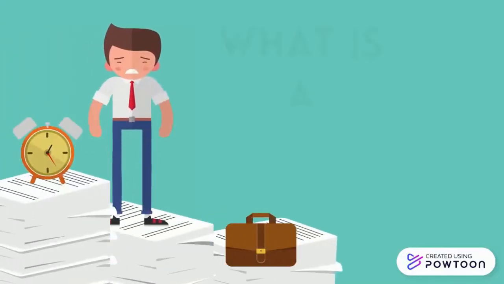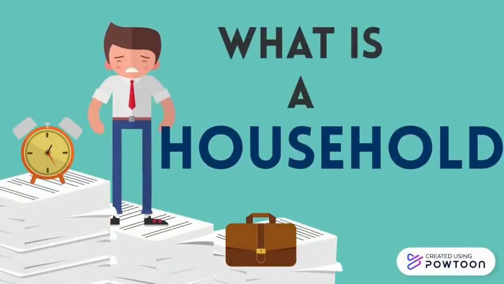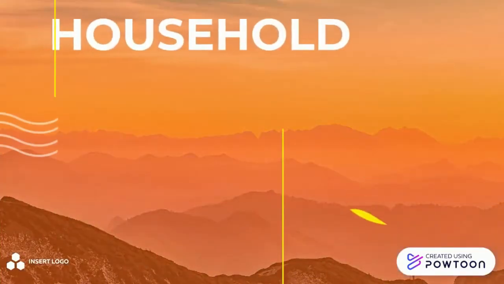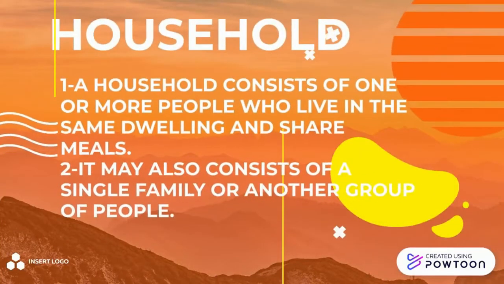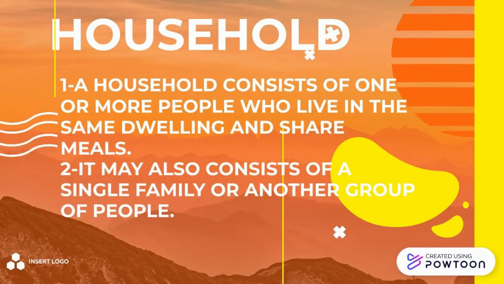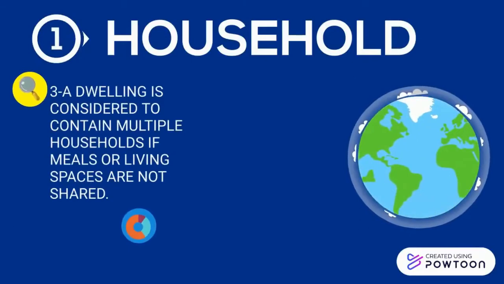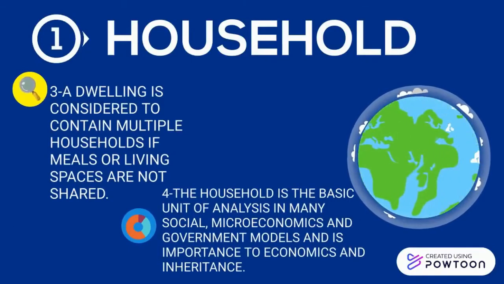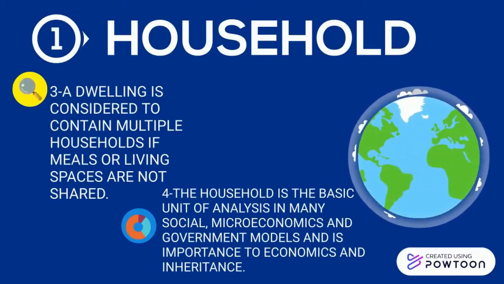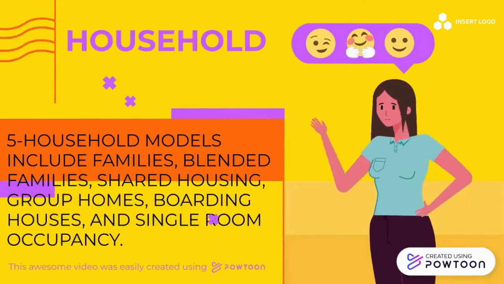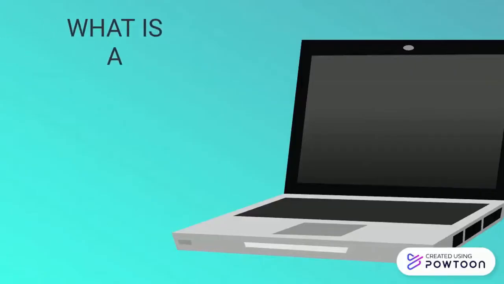So what is a household? A household consists of one or more people who live in the same dwelling and share meals. It may also consist of a single family or another group of people. A dwelling is considered to contain multiple households if meals or living space are not shared. The household is the basic unit of analysis in many social, microeconomic and government models and is important to economics and inheritance.